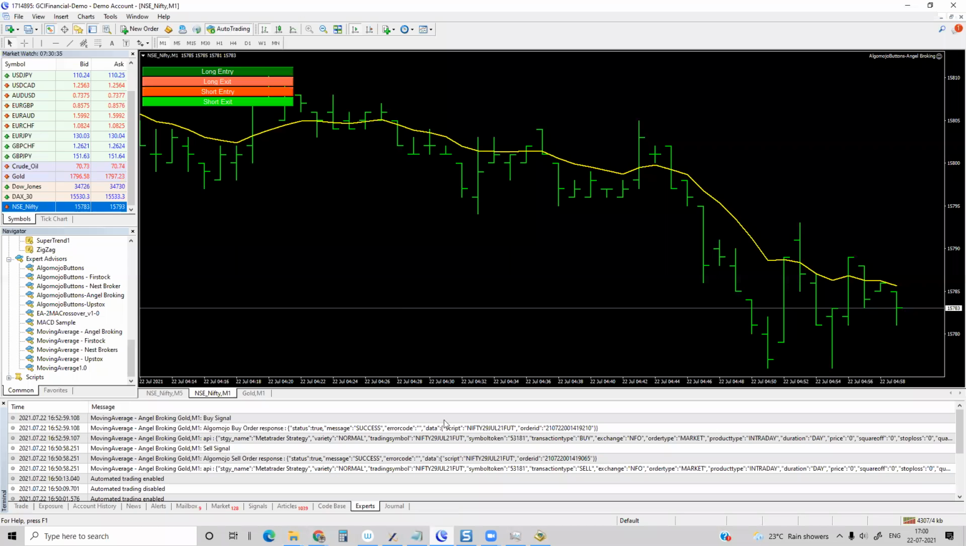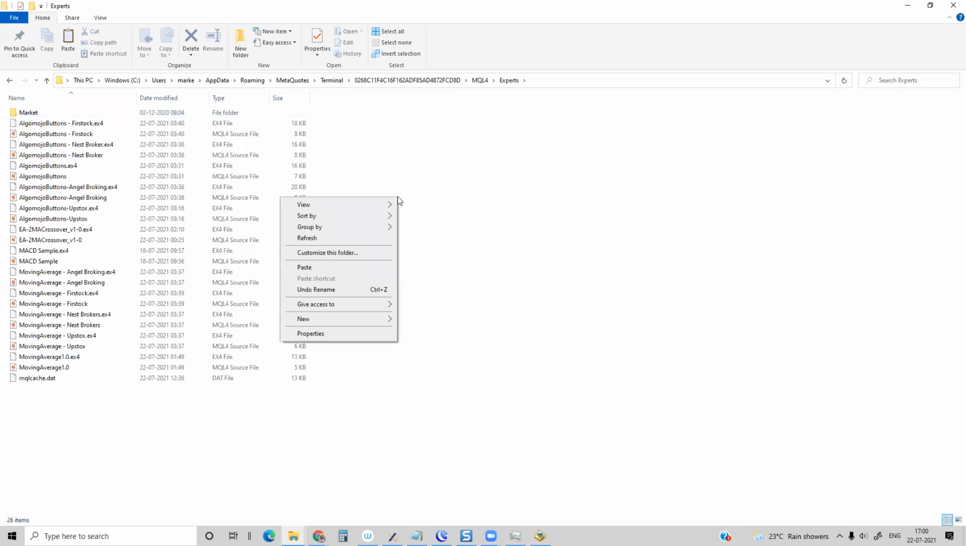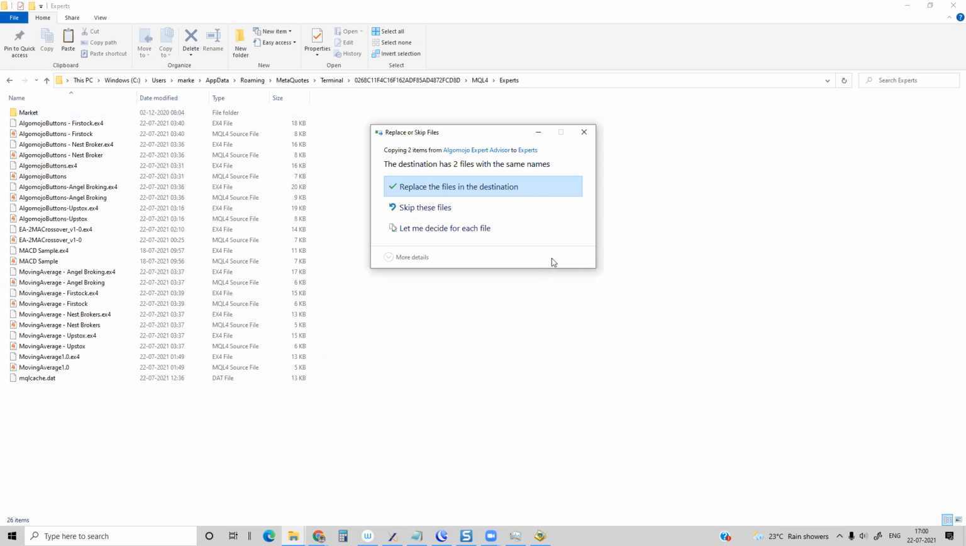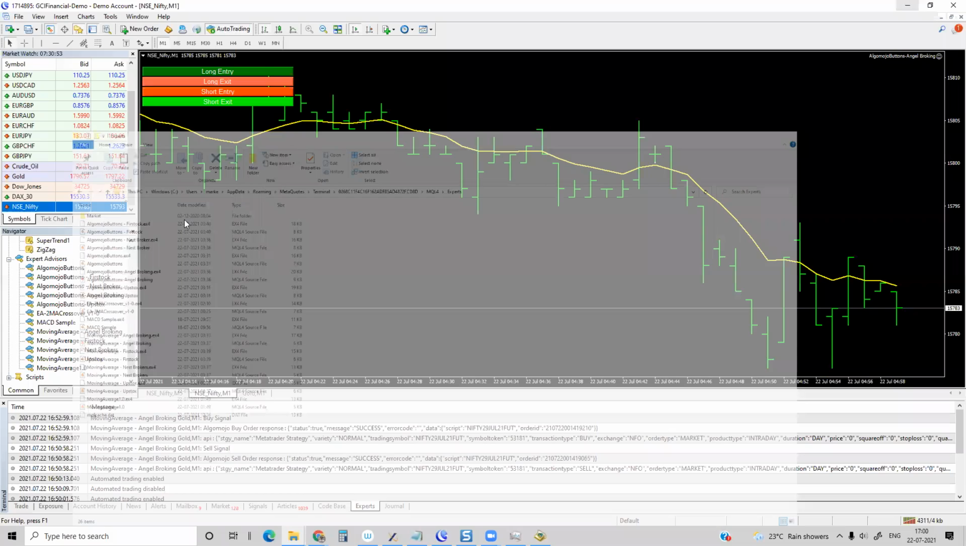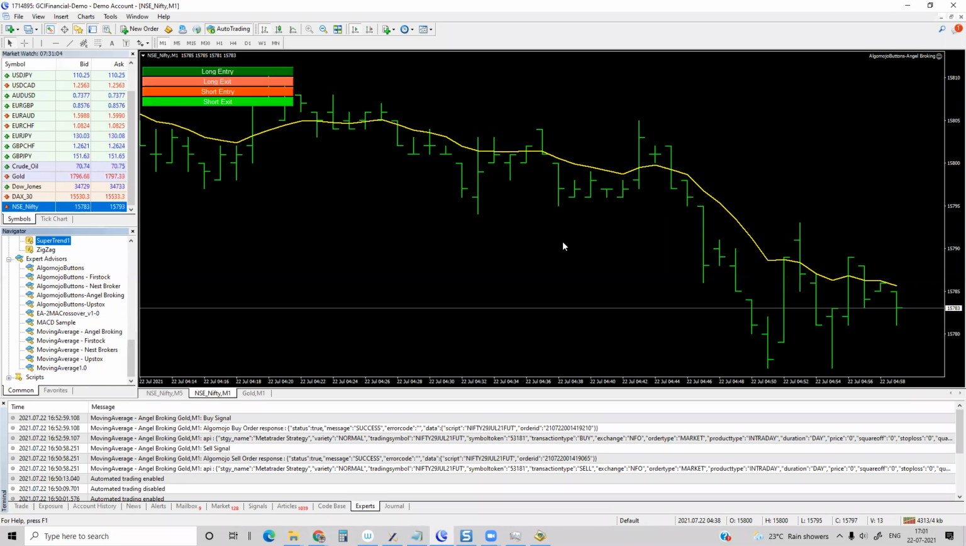I'll go to my MetaTrader. From there, I'll go to File, Open Data Folder. From here, I'll go to MQL4, then Experts. I'll right click and paste the particular files, and then come back to my MT4. I restart my MT4, and under the Expert Advisor section I'll be able to see the expert advisors. Then I have to drag and drop, configure it, and start using it. As simple as that.